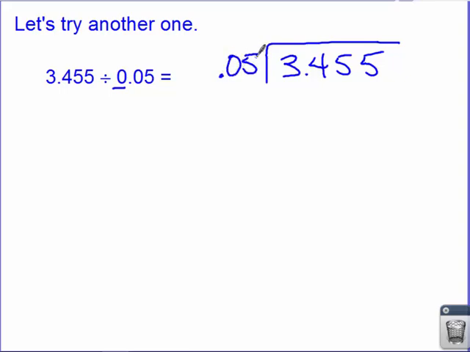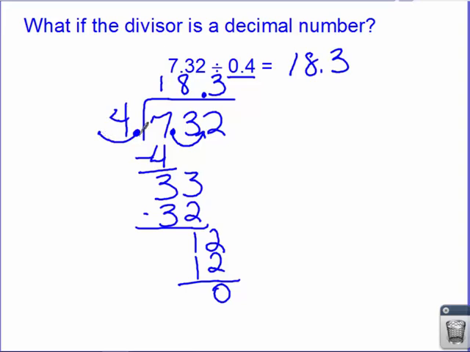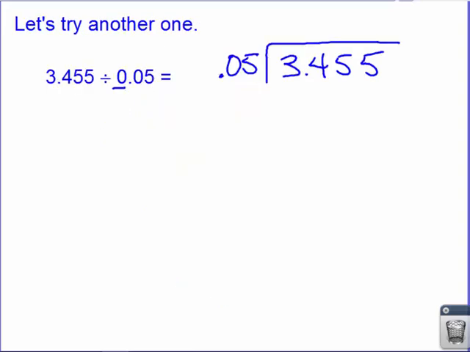Now in the previous problem, I had to move the decimal one place to get it to a whole number. In this one, I have to move the decimal 2 places over to get it to where that 5 will be a whole number. So in essence, I'm multiplying this number by 100 in order to move the decimal 2 places to the right. So I need to move the decimal in the dividend 2 places to the right as well. And then bring my decimal straight up to the top. And now we begin our division.